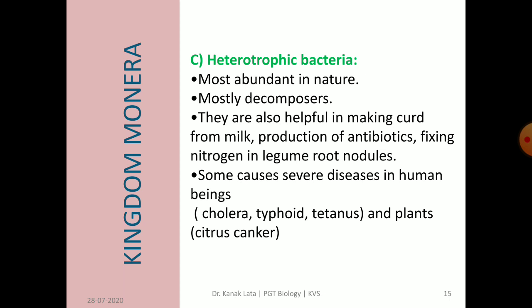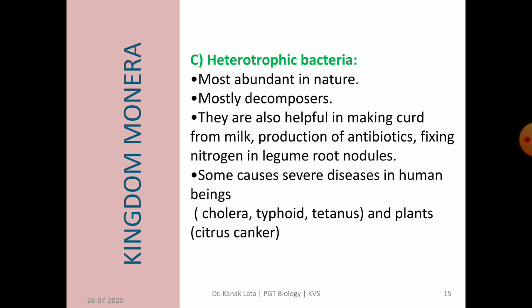The third type of Eubacteria is heterotrophic bacteria, meaning they have to depend on others for deriving nutrition. This type of bacteria is most abundant and mostly decomposers, helping in decaying the waste.